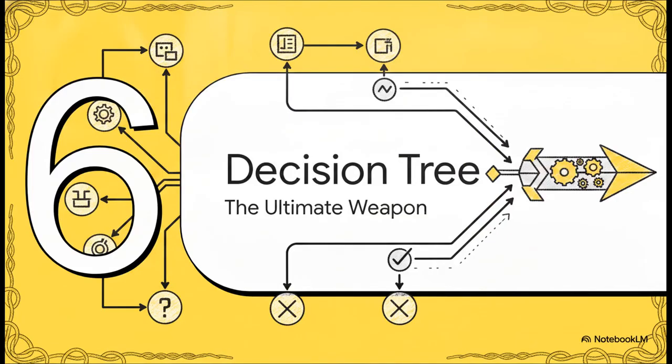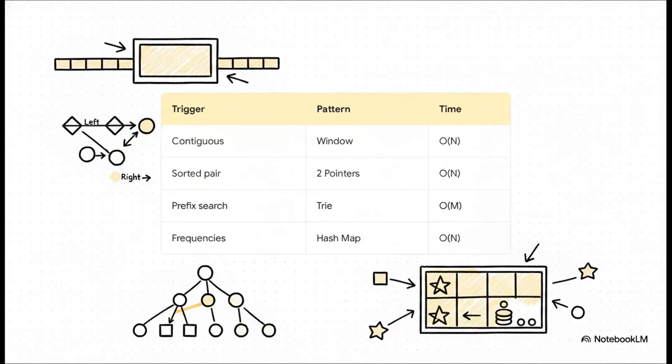Let's pull it all together. Section 6, the interview decision tree. This right here is where we tie everything into an automatic rapid-fire framework. I want you to take a mental snapshot of this decision tree. Mapping the interviewer's exact phrasing directly to the right data structure in the first 60 seconds is the ultimate cheat code to passing technical screens.